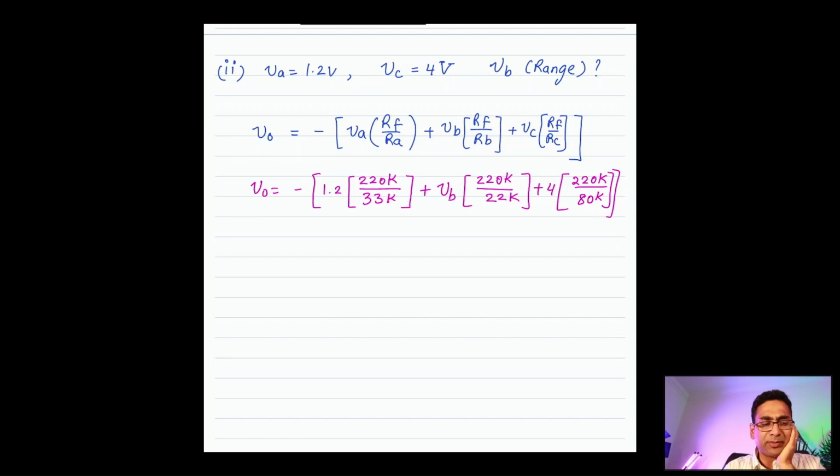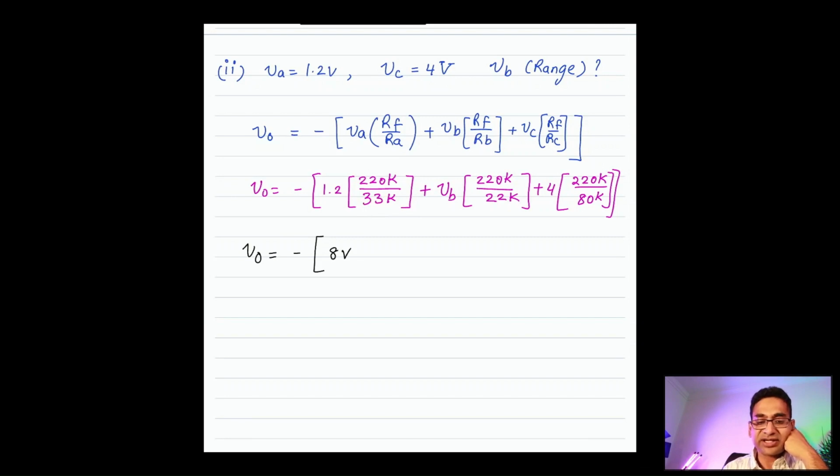Let's manipulate these numbers a little bit more. VO is negative. All of this term evaluates to 8 volts. How do I know it is 8? Both the numerator and the denominator are multiples of 11. So 11 times 3 and 11 times 20. And 3 goes into 1.2 0.4 times. So 0.4 times 20 is 8. So that's the expression there.